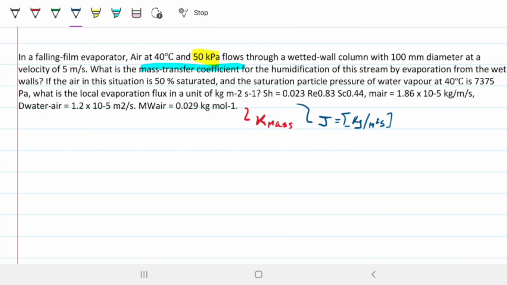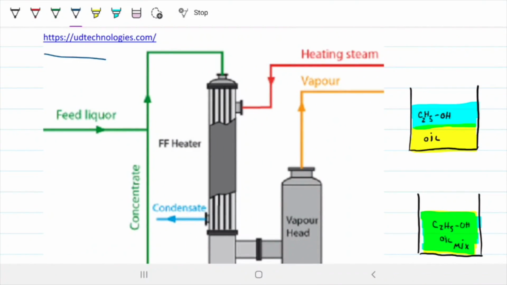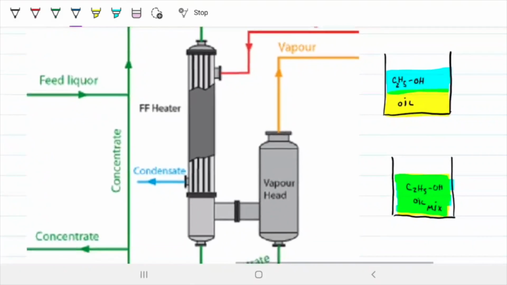All right, brilliant. Now let's first start with something important. What is a falling film evaporator? I have a little picture for you here, from this website. This is a private company. I just got it off Google, and this is showing you what that is.